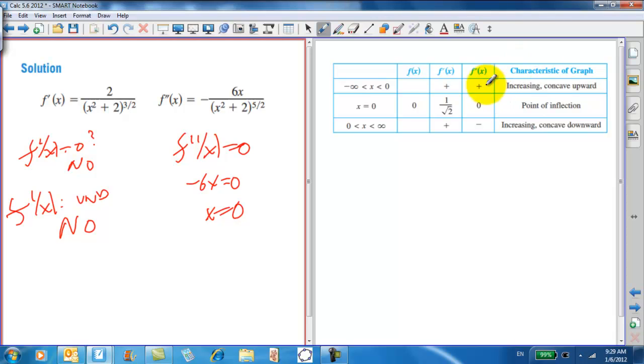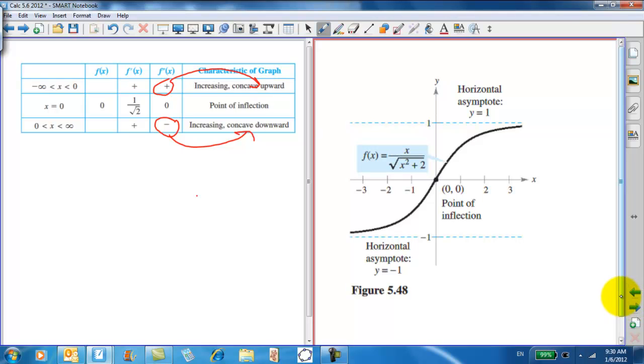So that means the concavity changes. This is key. A positive second derivative means it's concave up. A negative second derivative means it's concave down. And so that's why in the graph, since we have a change in concavity, this will be an inflection point.